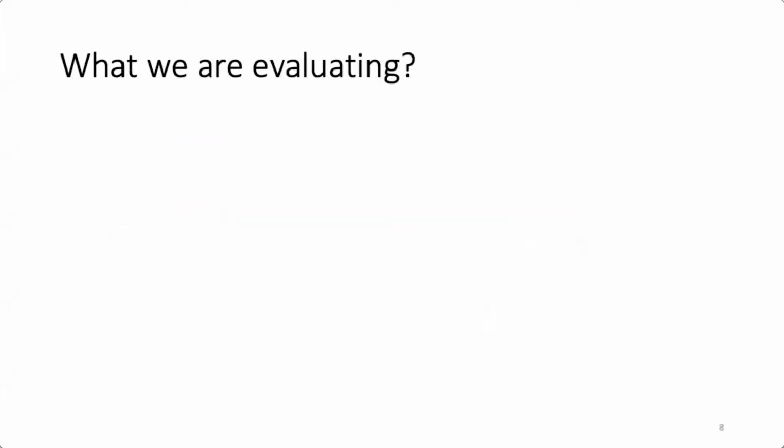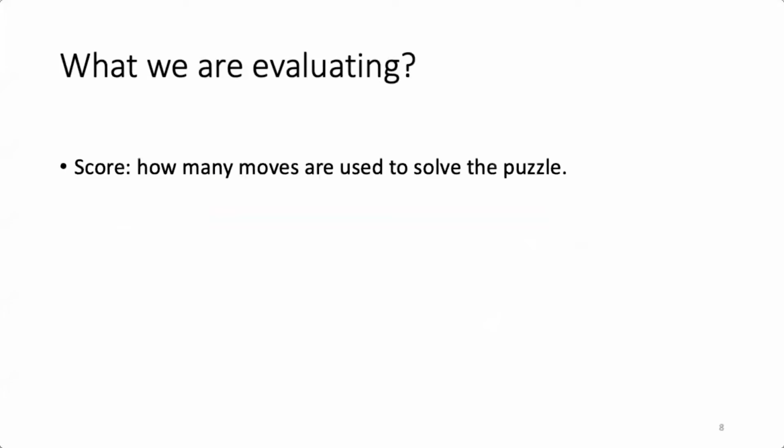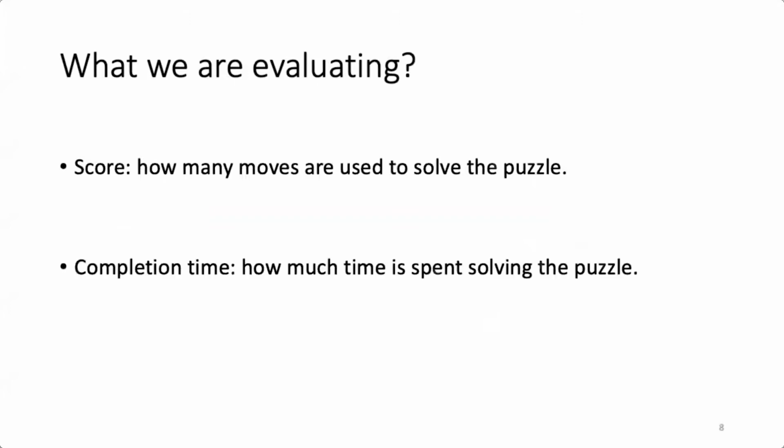In this study, we have 2 dependent variables, score and completion time. The score is the number of moves used to solve the puzzle, and the completion time is the amount of time used to solve the puzzle. This will become clear when we explain how the game works.